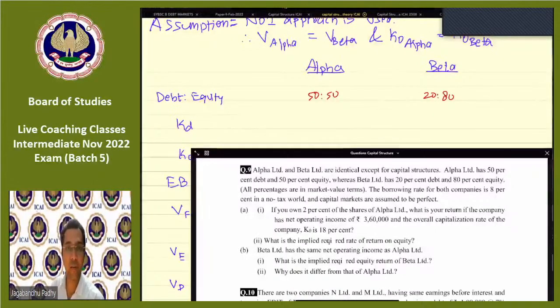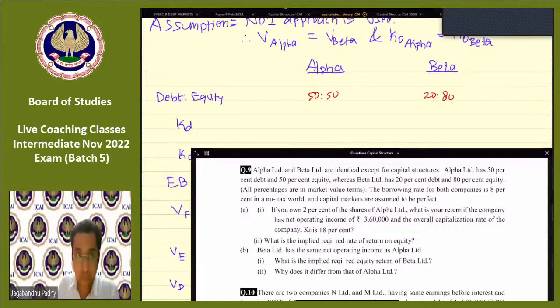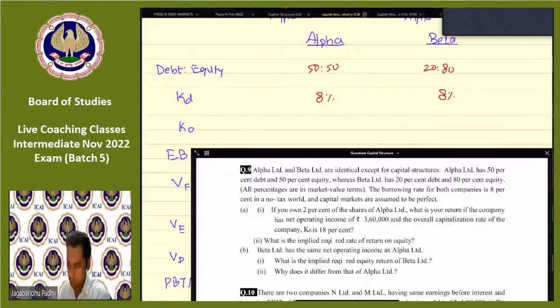Okay. With other information, we have the cost of debt as 8% in both cases. Then overall cost of capital. What we have is KO is 18% overall cost of capital. So since you are assuming it as net operating income, it is going to remain same.